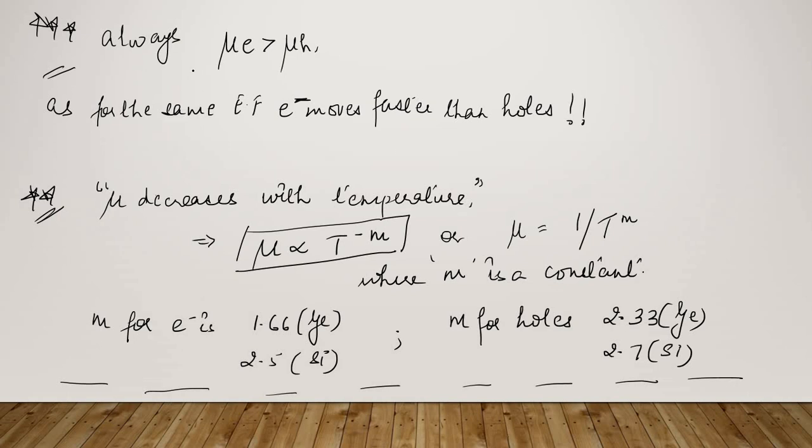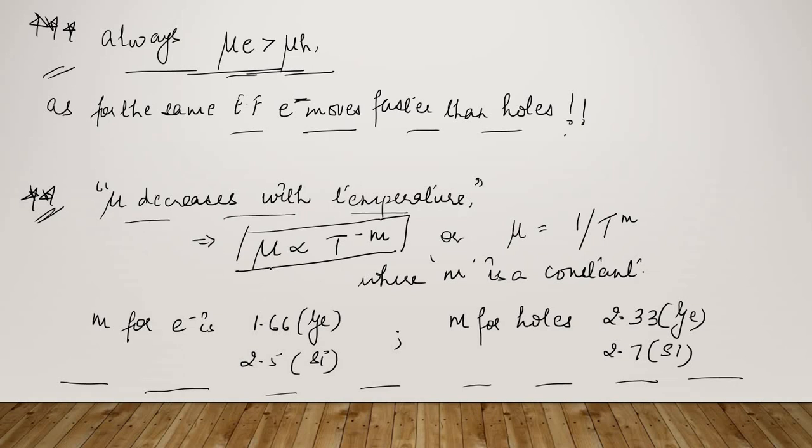Also a key point to remember is always mu e is greater than mu h, that is, the mobility of electrons is greater than that of the holes. Even for the same amount of electric field, electrons move faster than the holes, hence their mobility is greater than that of the holes.